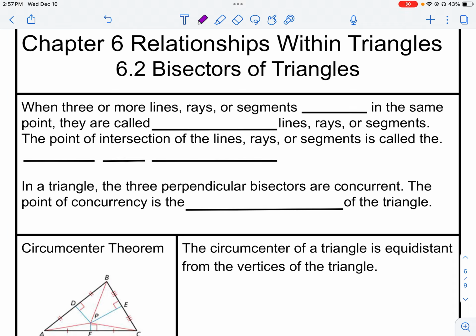So when we have three or more lines, rays, or segments, and they intersect in the same point, they are called concurrent lines, rays, or segments. So three or more intersect in the same spot, they are concurrent. And the point where they intersect, we call the point of concurrency.